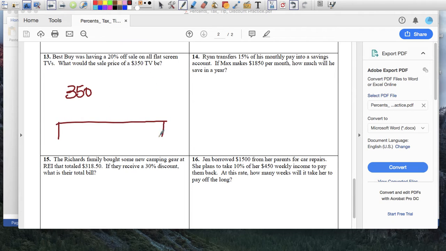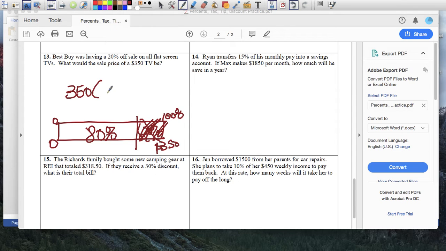So again, here is 100% of the TV. 100% of the TV was $350. So if you were to go inside and pay 100% of the value, you would pay $350. But you're not paying $350 because we're taking this much off, 20%. If we take 20% off, this remaining part is 80%. So in actuality, you're just paying 80% of the value.